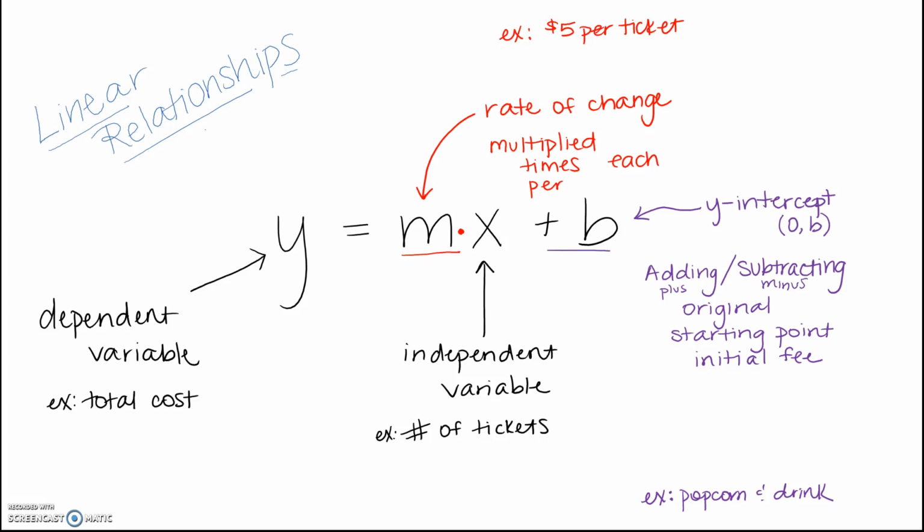So now we should have already gone over our equation for linear relationships, so y equals mx plus b, and we're going to move into real world situations. So just remember that m is our rate of change, and it's always going to be multiplied by x, our independent variable. So we're looking for words like multiplied, times, per, each, and then b is our y-intercept. So we're looking for somewhere in our problem where it says adding or subtracting. It may also talk about the original price or the starting point or the initial fee. So let's get started.